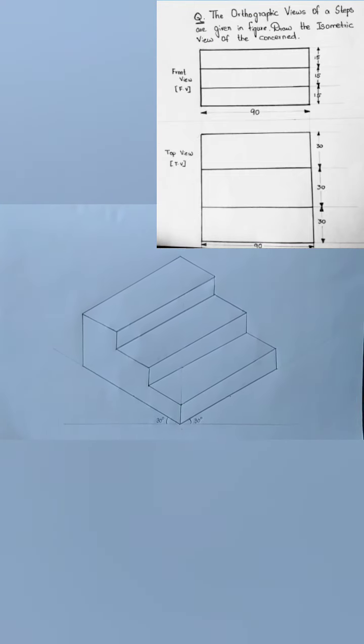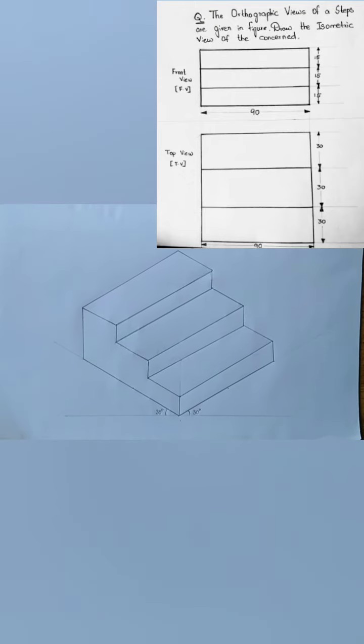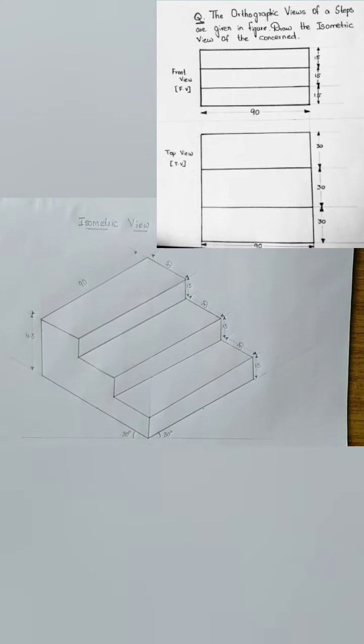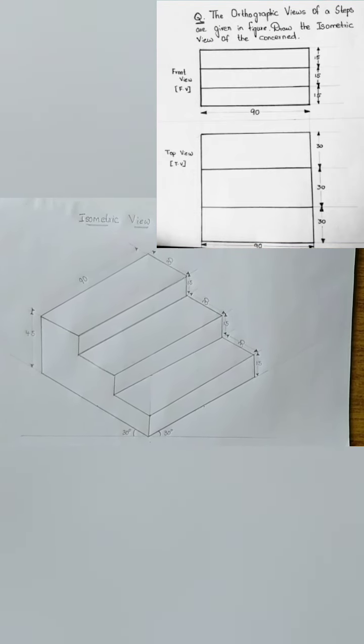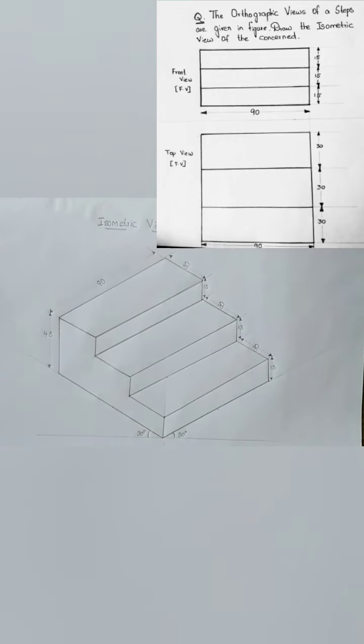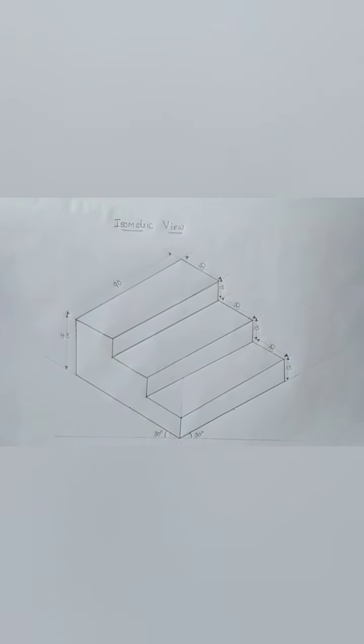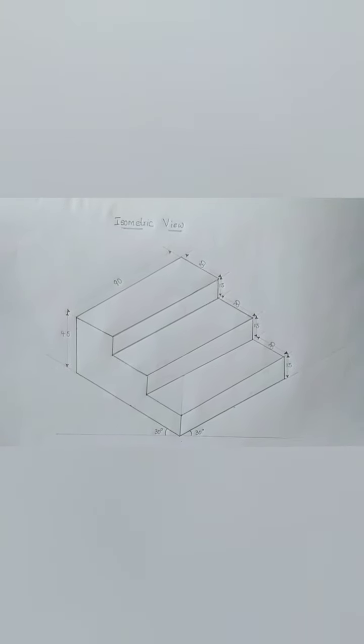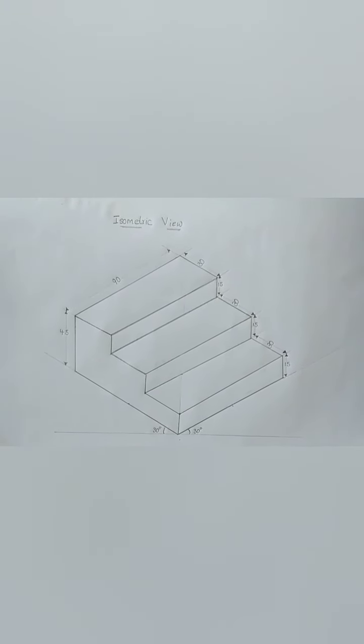So here is the isometric view of the given orthographic views. Hence after the dimensioning, here the view is like this. It is the required isometric view of the given orthographic views.